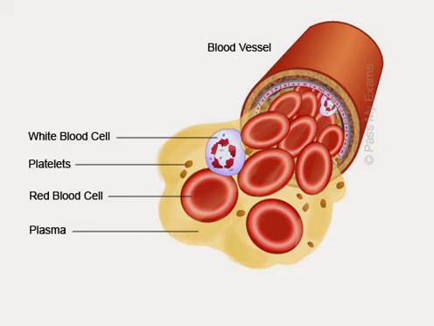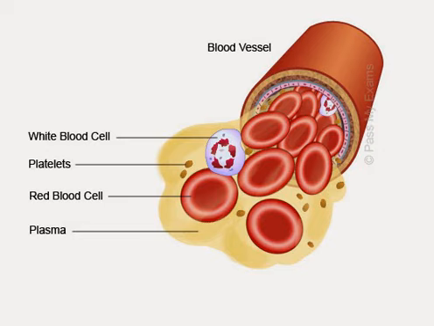The normal count is between 4,000 to 11,000 per cubic millimeter. Then the percentage of white blood cells: neutrophils range between 50 to 70%, lymphocytes between 20 to 40%, monocytes between 2 to 8%, eosinophils between 2 to 4%, basophils around 0.4%. So you can remember it as "Never Let Monkey Eat Banana." That's in decreasing order of percentage.